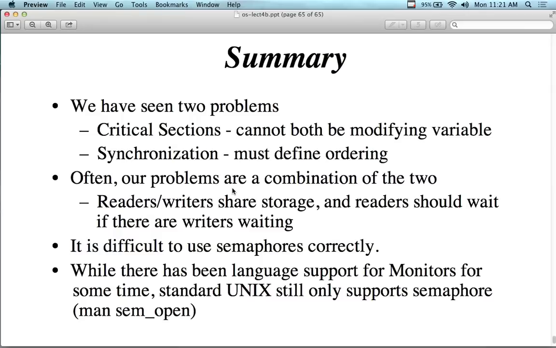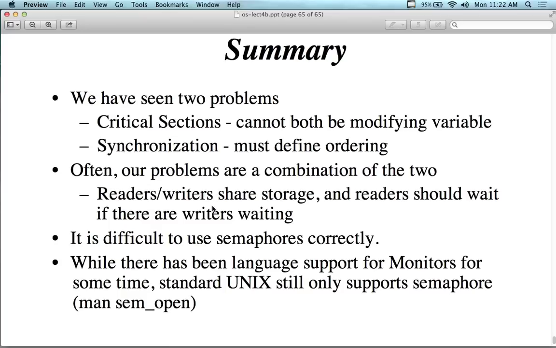So a little summary of the inter-process communication, the IPC common scenarios. We've seen two problems: critical sections, where processes cannot both be modifying variables simultaneously, and the concept of synchronization, which is the ordering. It must define an ordering, which is interesting because it's the exact opposite of what you think it would be. Often the problems are combined into two. So the readers and writers are shared storage, and readers wait while writers are waiting, and vice versa.